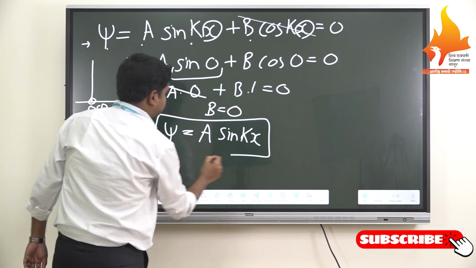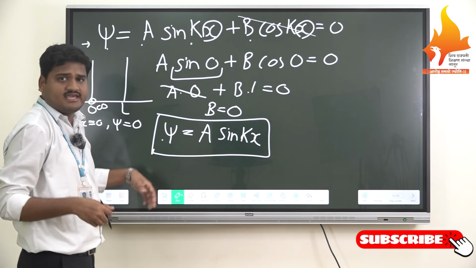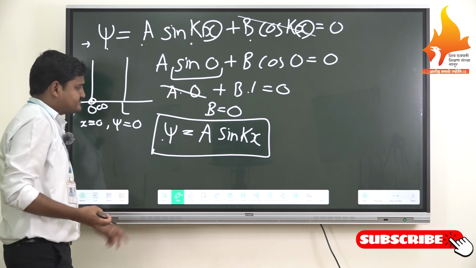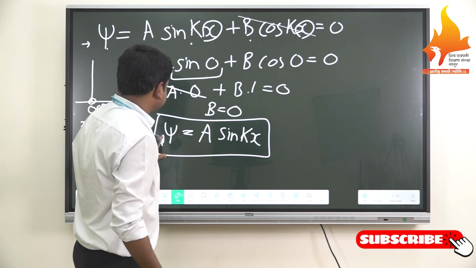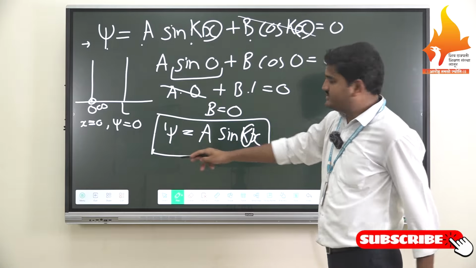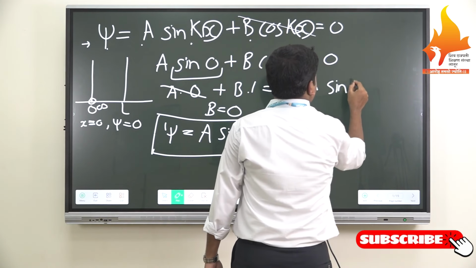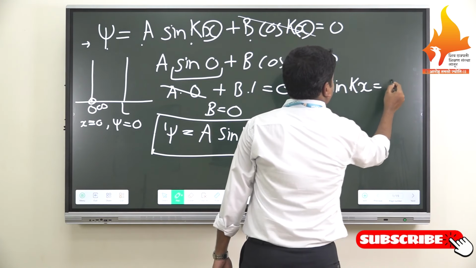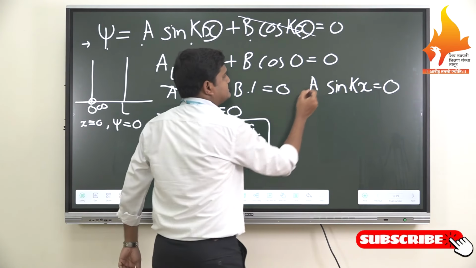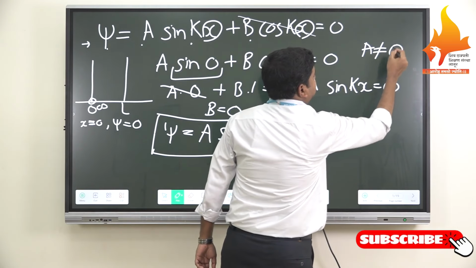This is the ultimate solution for the particle inside the well. This value of psi can satisfy the solution for the particle in a 1D box. So again we can find the value of x by putting psi equal to 0. That is, a sine of kx is equal to 0. Here a cannot be 0, because a is a constant.